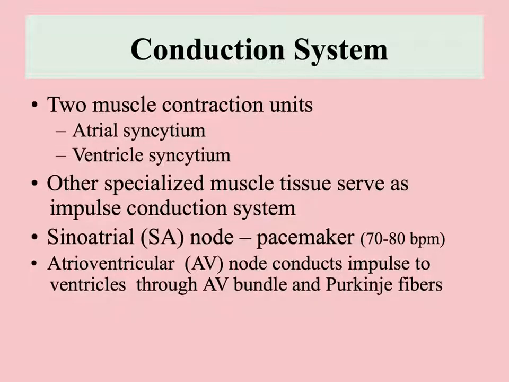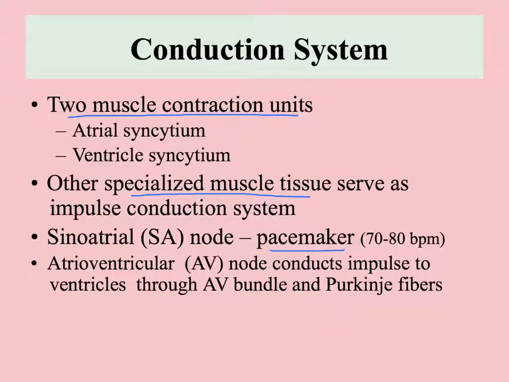Now we're moving on to talk about how the muscle contracts and how the contraction impulse is sent. So as I said, we've got two distinct muscle contraction units. The atria contract as a unit and the ventricles contract as a unit. The impulse is carried by specialized muscle tissue, so the nervous system is involved, but not quite in the same way with the heart. We've got some specialized muscle tissue that serves as the pathways, the electrical wiring that happens inside the cell. The heart has its own pacemaker.